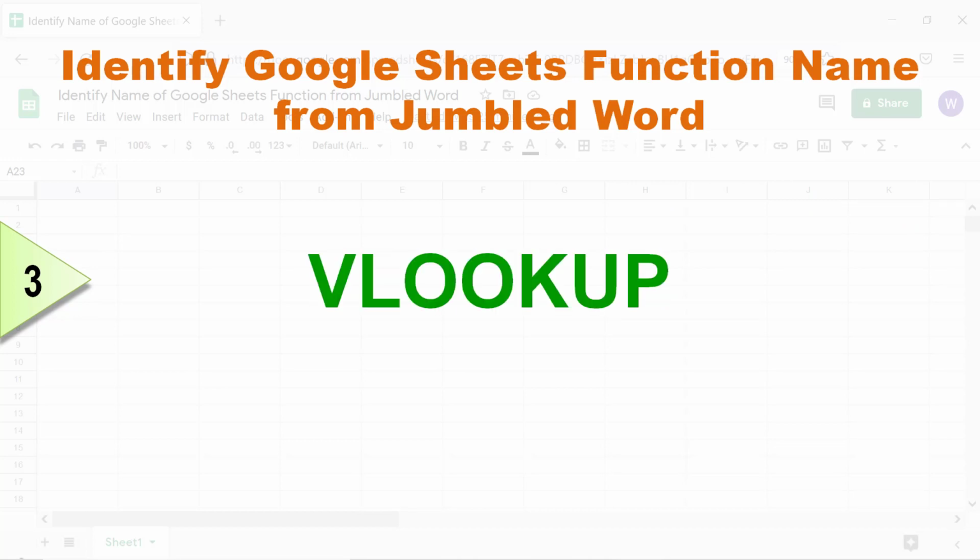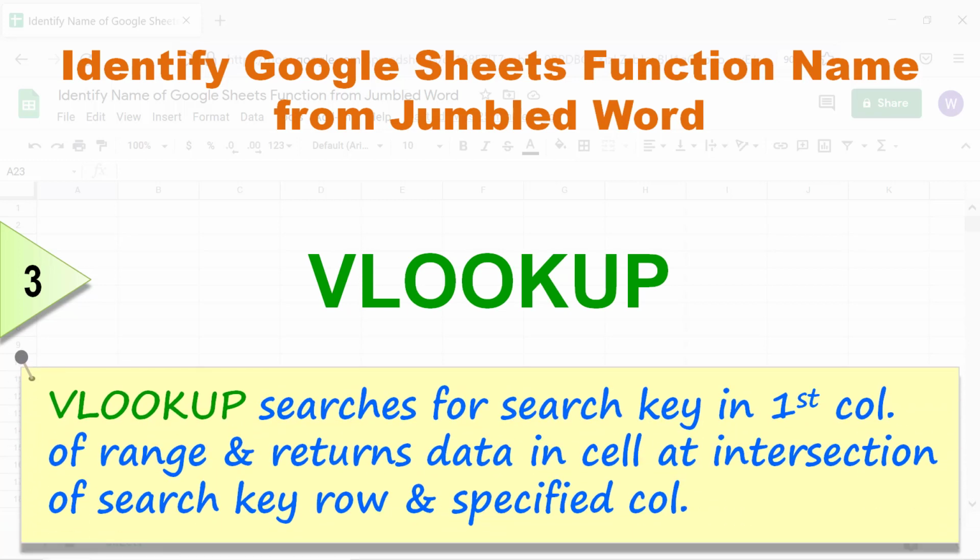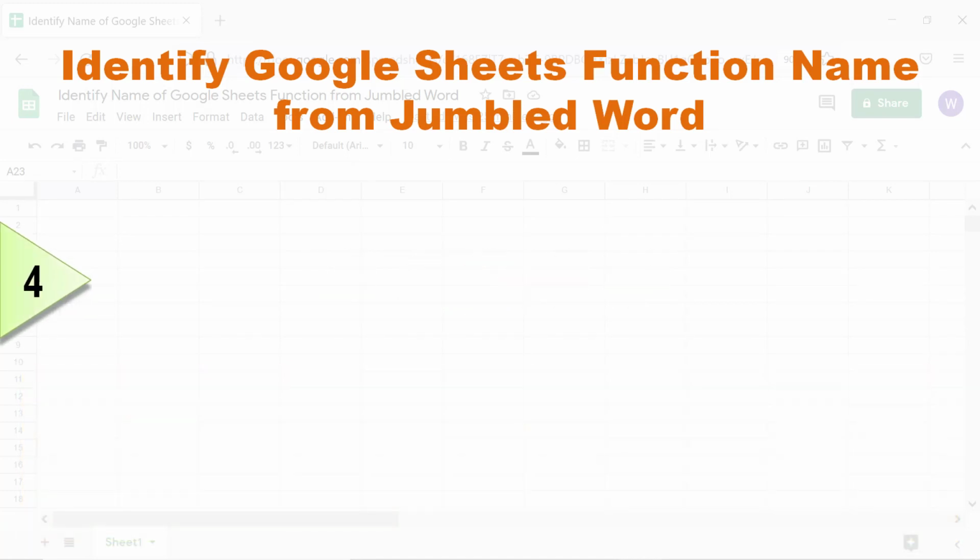Substitute. VLOOKUP searches for search key in first column of range, and returns data in cell, at intersection of search key row, and specified column. Fourth jumbled function name.